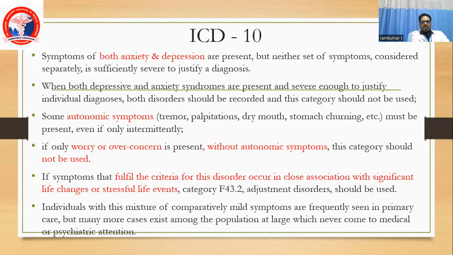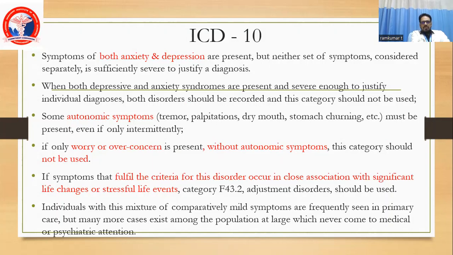ICD-10: symptoms of both anxiety and depression are present, but neither set of symptoms is sufficiently severe to justify a diagnosis. When both the depressive and anxiety symptoms are present and severe enough for an individual diagnosis, both disorders must be recorded and this category should not be used. Some autonomic symptoms like tremor, palpitation, dry mouth, stomach churning, etc. must be present even if only intermittently. If only worry or concern is present without autonomic symptoms, this category should not be used.